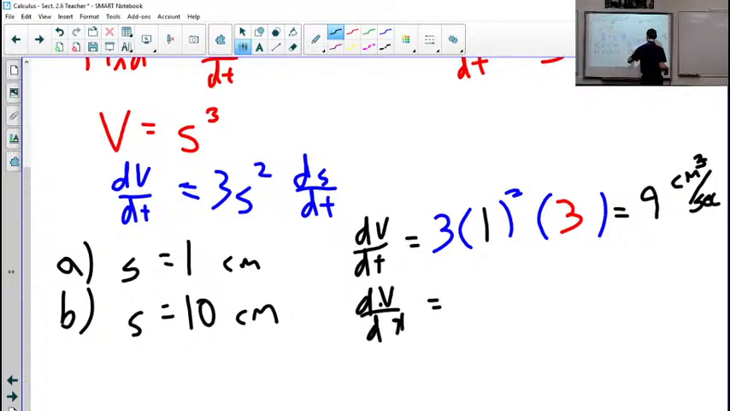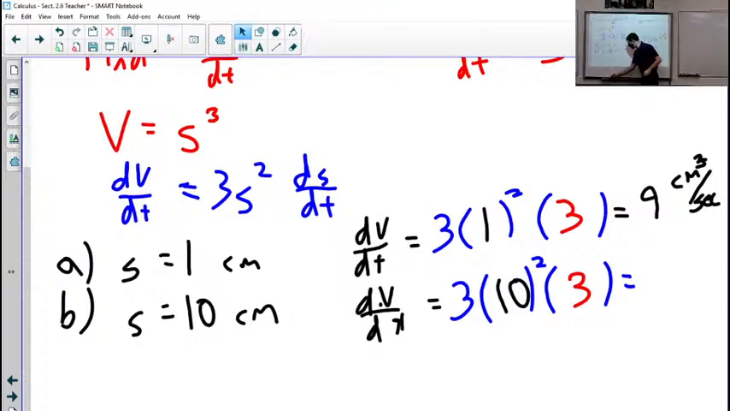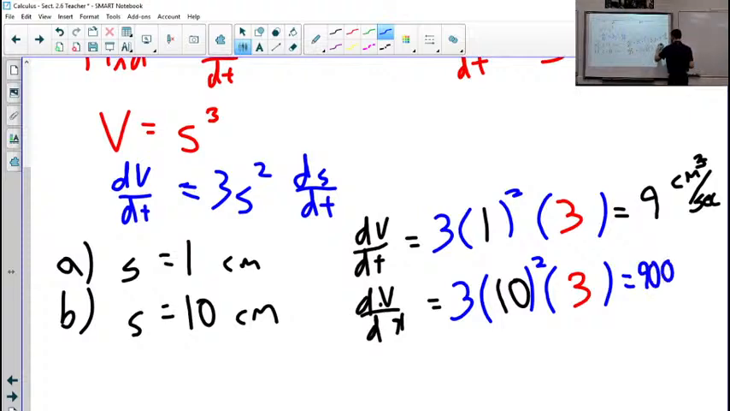So dV dt here, let's put our function in again. s squared times our ds dt. Well, our ds dt is still 3. Side lengths are still expanding at the same rate. But this time, our s is 10. And we get 10 squared is 100 times 3 times 3. That's going to be 900 centimeters cubed per second.